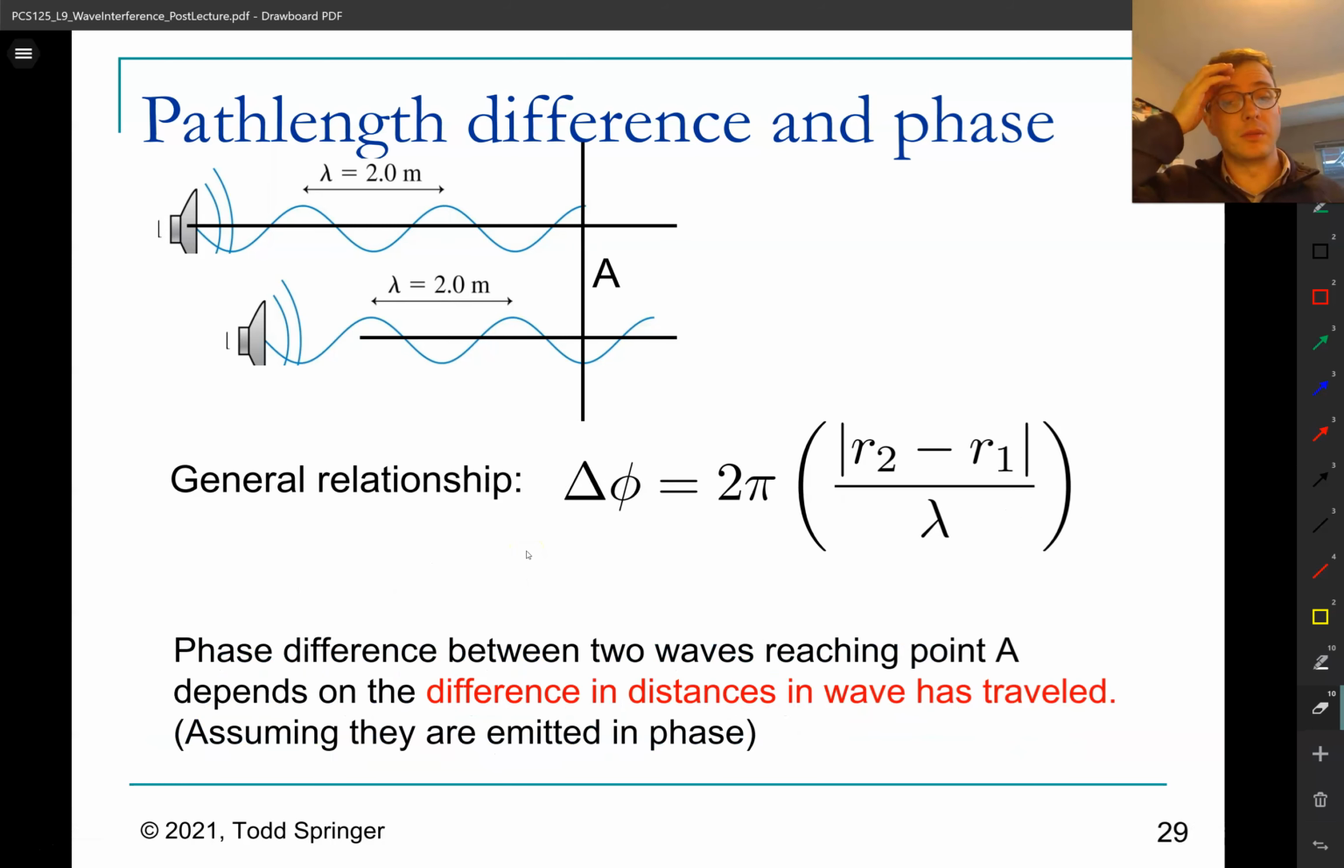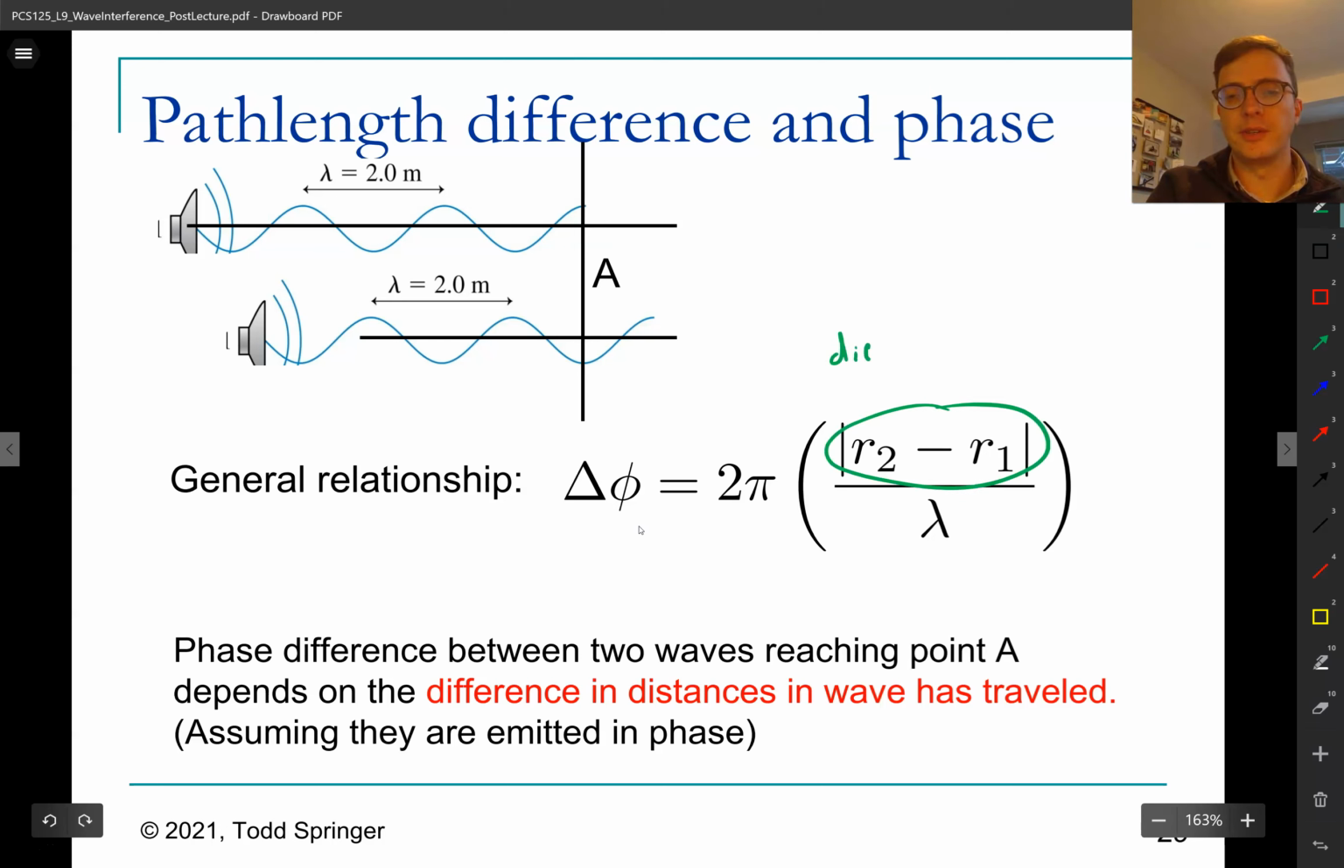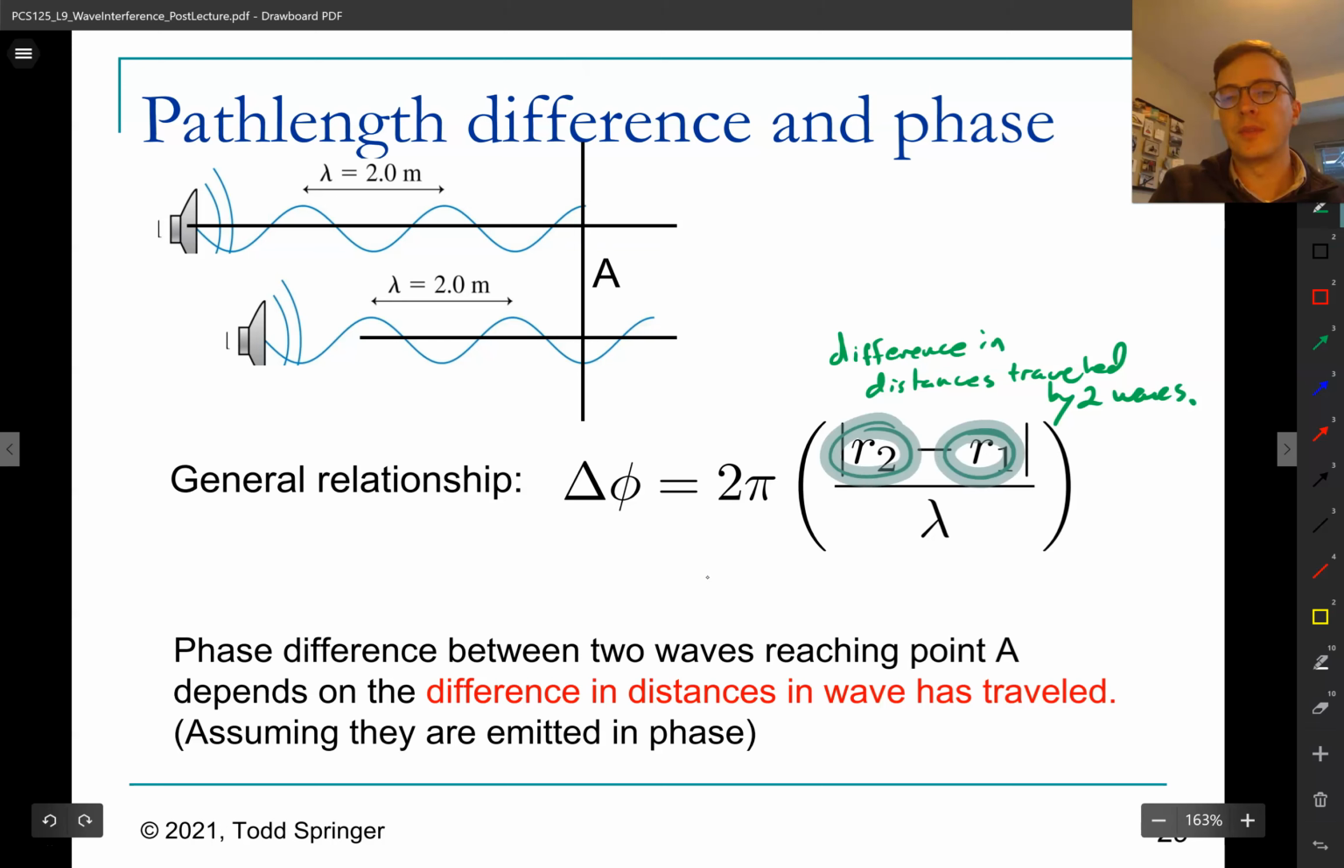Here's the general relationship between the wavelength, or the difference between the distance traveled, and the phase shift. So the phase shift between the 2 waves, delta phi, is 2 pi times the path length difference, which is the difference in distances traveled by the 2 waves, divided by lambda. As an example, if one of them travels 1 wavelength longer than the other one, I would have constructive interference because delta phi would be equal to 2 pi. If one of them travels half a wavelength longer than the other one, then delta phi would be equal to pi, and I would have destructive interference.